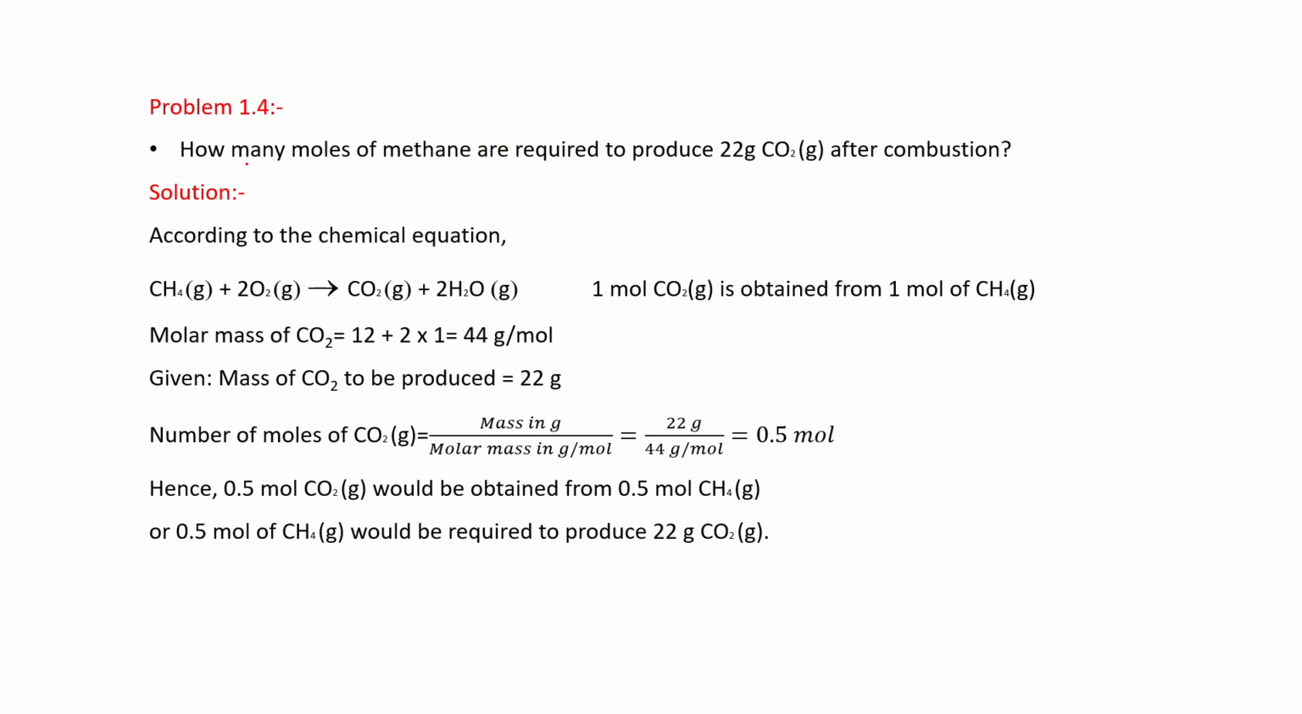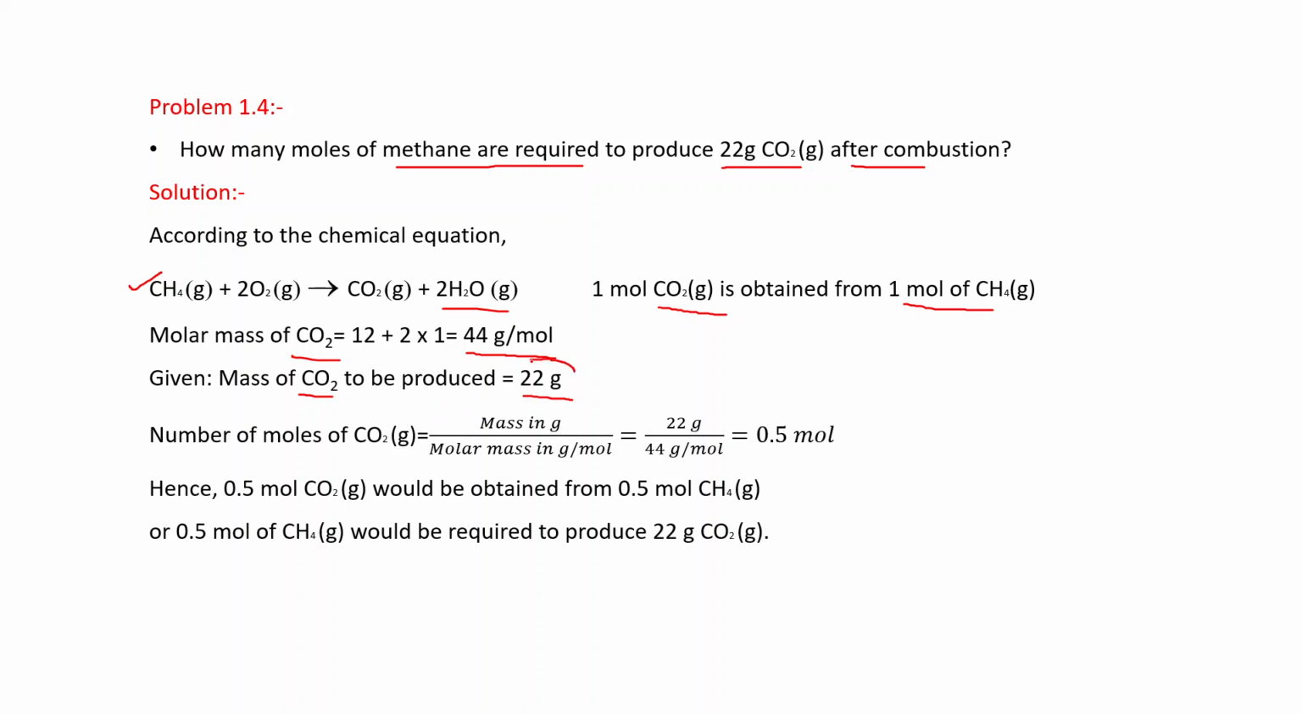See one more problem. How many moles of methane are required to produce 22 gram of carbon dioxide after combustion? Again, combustion of methane is taking place. That's why the balanced equation is CH4 plus 2O2 gives CO2 plus 2H2O. And again, 1 mole of carbon dioxide is obtained from 1 mole of CH4. With the help of stoichiometric coefficients we can find this. Molar mass of carbon dioxide, if we know the atomic masses, we can find out, will be 44 gram per mole. But in the question, the mass of carbon dioxide produced is given, that is 22 gram.